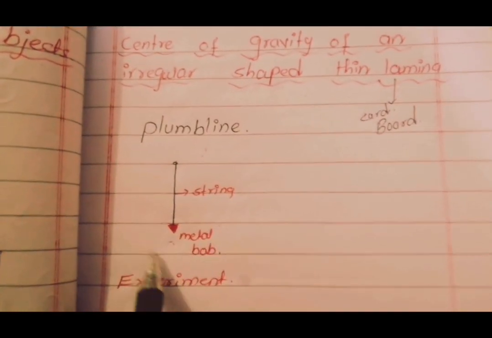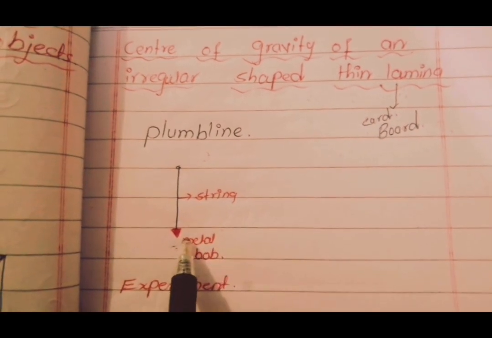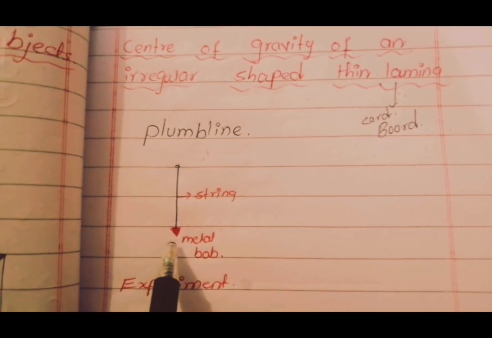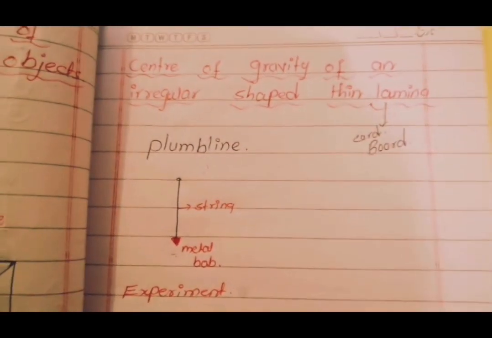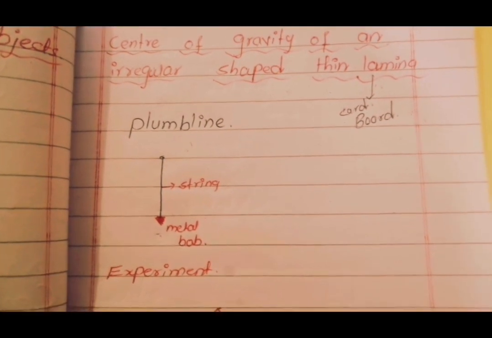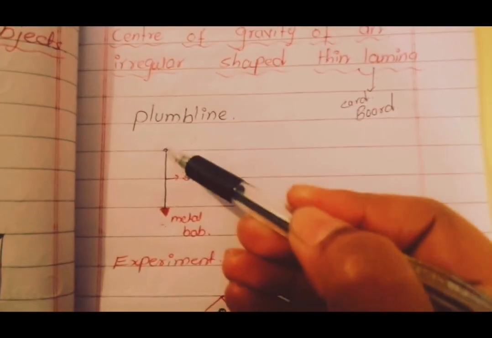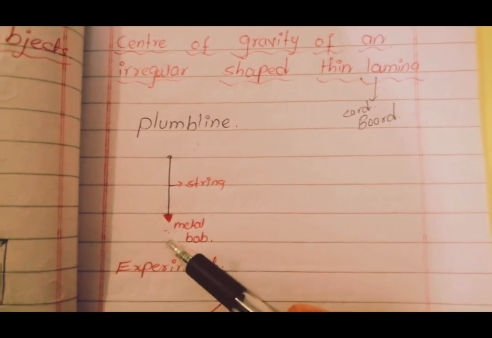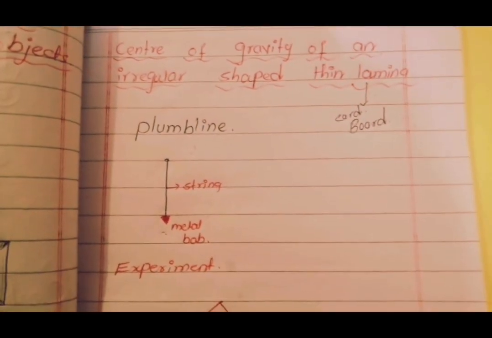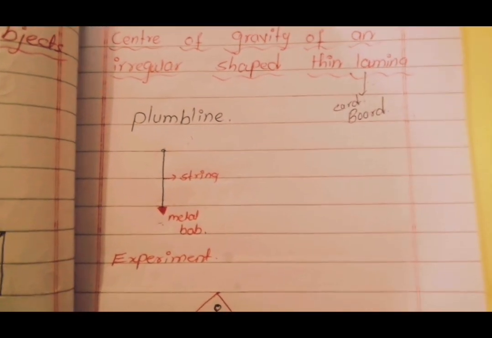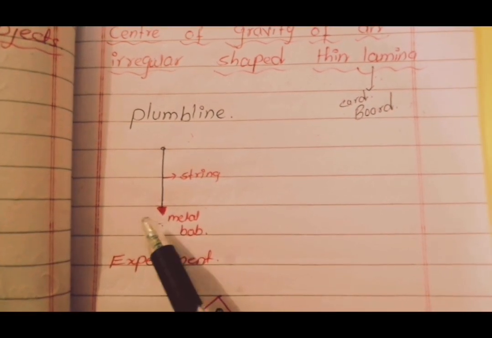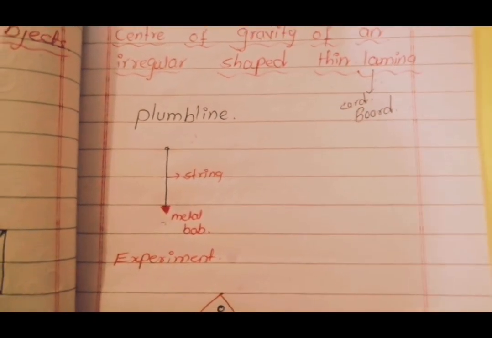It consists of a metal bob which is attached with the help of a string, and this metal bob is made of either lead or brass. When we suspend this metal bob freely, it acts vertically in the downward direction because the weight of the metal bob is acting vertically downward. So the center of gravity is exactly below the point of suspension.